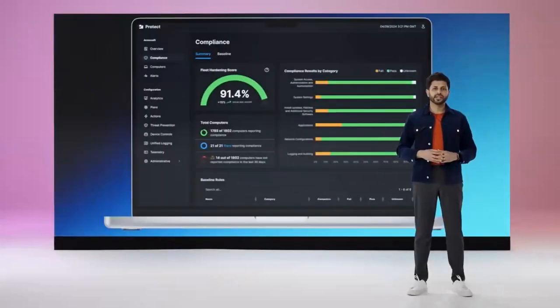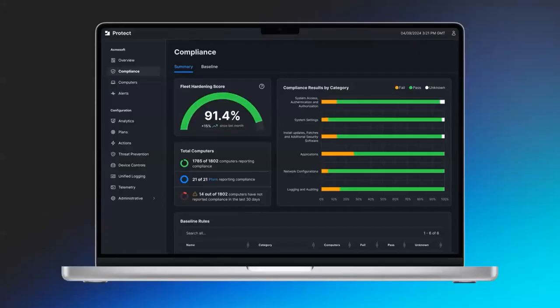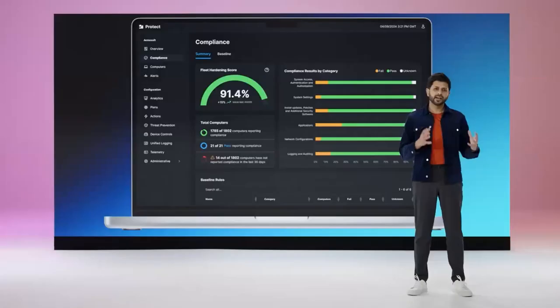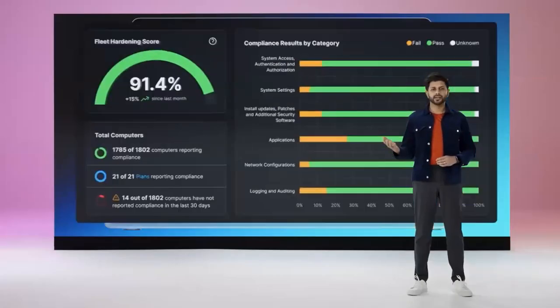One of the best ways to visualize compliance is with the new compliance dashboard in Jamf Protect. Admins can simply enable the compliance rules from the CIS benchmark that are most important to their organization and view built-in summary reporting for their entire fleet. In an ideal world, your dashboard always looks like this.